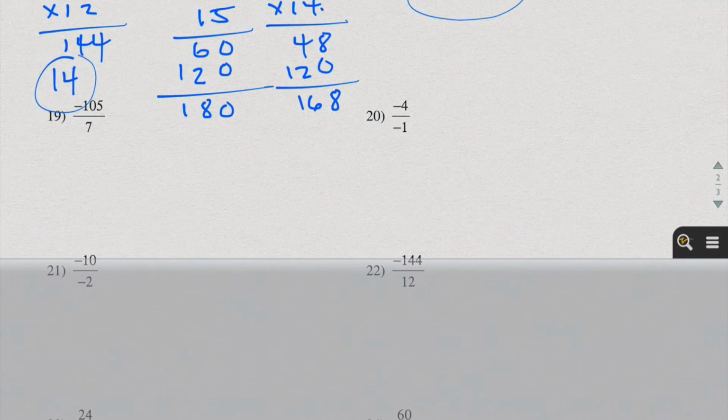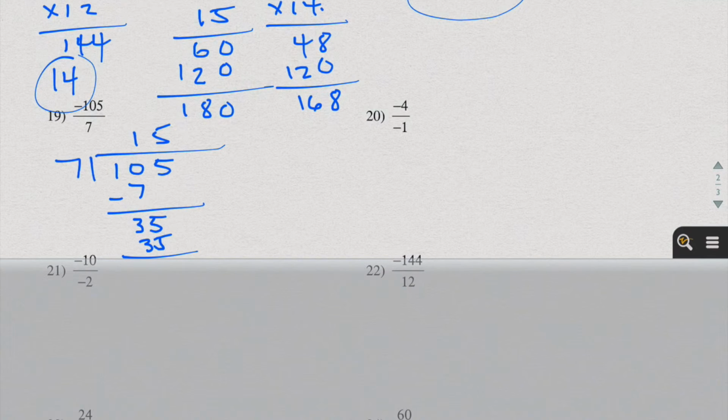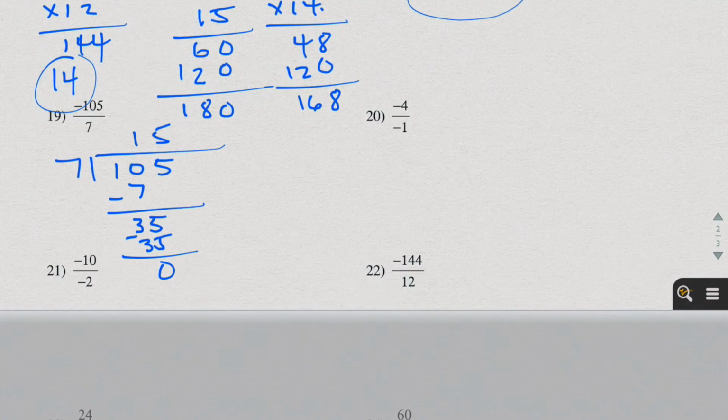Number 19. Negative 105 divided by 7. So we can do long division on this if you'd like. You can also multiply 7 times a bunch of different numbers until you get to 105. Either way will work. 7 goes into 10 one time. We end up getting a 7. Subtract those, we get 35. 7 goes into 35 5 times. And we end up getting 35 minus 35 is 0. So negative 105 divided by positive 7 is going to be a negative 15.